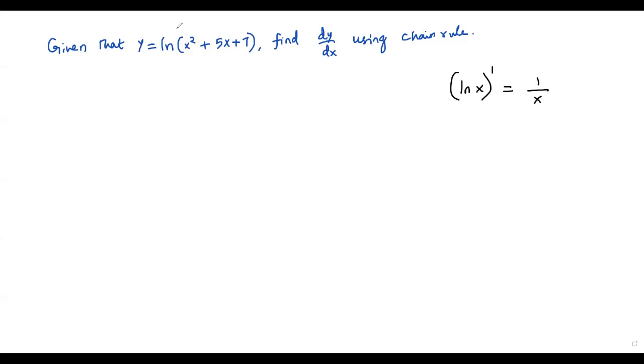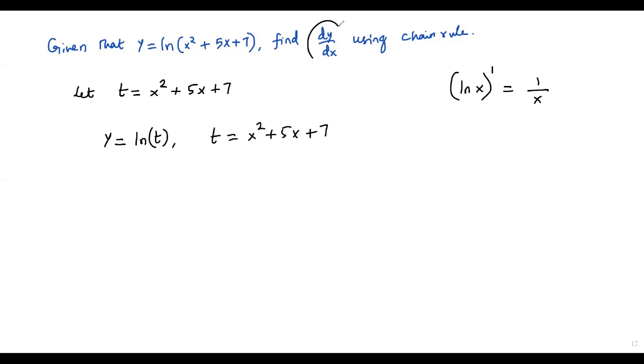So for that, what I'm going to do is assume let t equal x² + 5x + 7. I just assumed a new variable t for this expression. Then the given function becomes y equals ln of t, and we already know that t equals x² + 5x + 7.